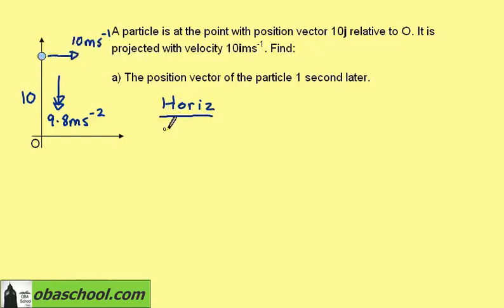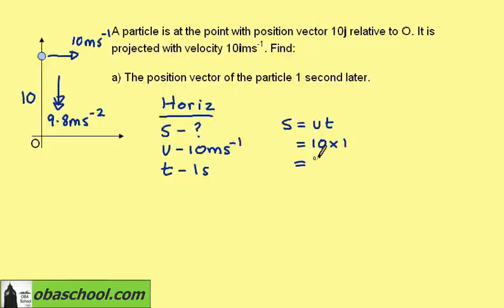Considering horizontal first, remember just S, U and T. We want to know S, U is 10, and after 1 second, so T is 1. It follows that the horizontal distance is U times T, which is 10 times 1, or 10 meters.